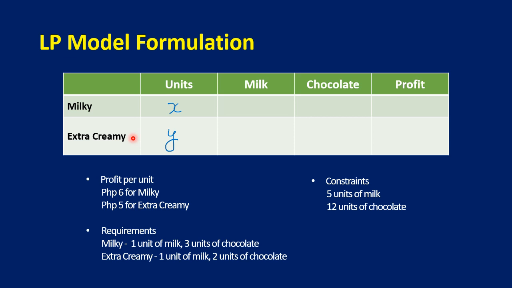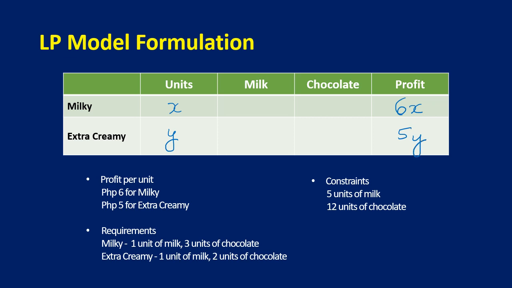And then, so that it will be easier to analyze our problem, we want to put everything in this table because there are a lot of given things. So first, we have the profit. That's why I have a column here for profit. It says here that 6 pesos for each unit of milky chocolate. But since we will produce x units of milky chocolate, what is the profit from that? It is 6x, right? And similarly, if you have 5 pesos per unit of extra creamy, but you have y units of this, how much would be the profit? The profit is 5y, correct?